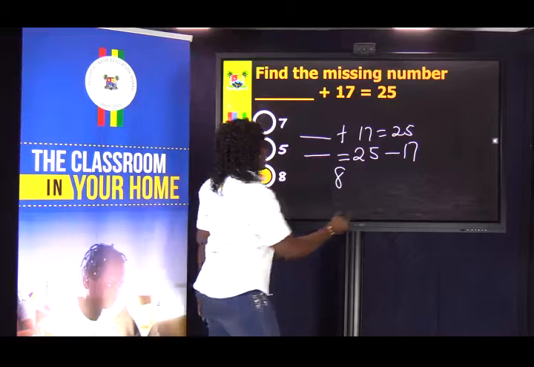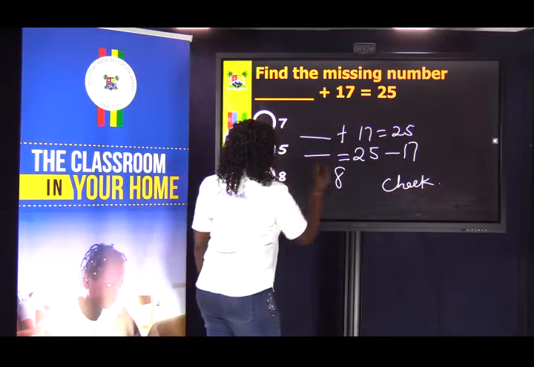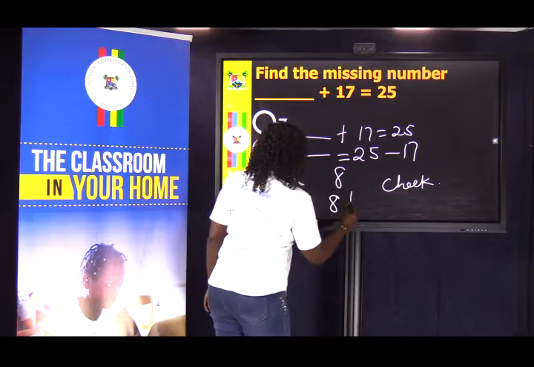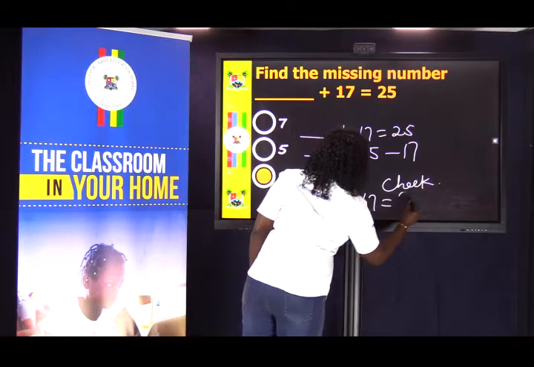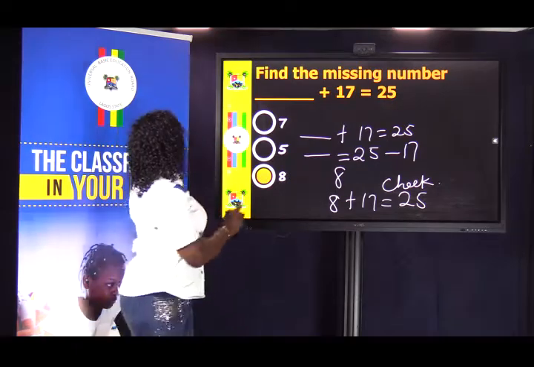Then you can also check. Remember I told you how to check. So now you know what is in the dash. 8 plus 17 must give you 25.